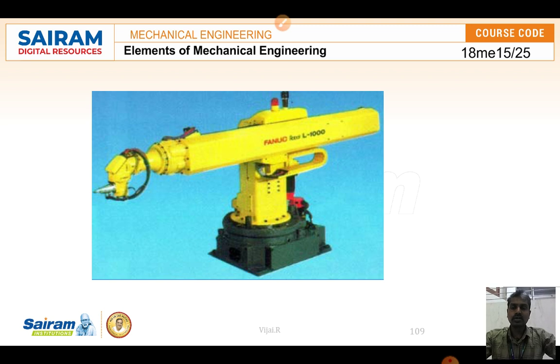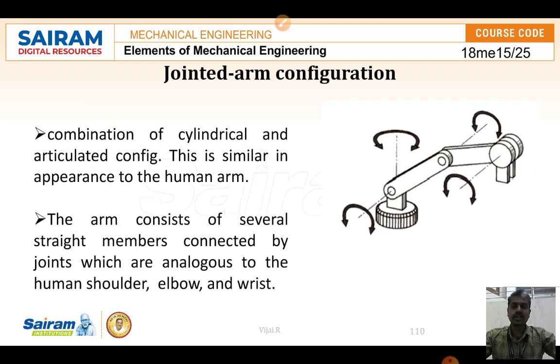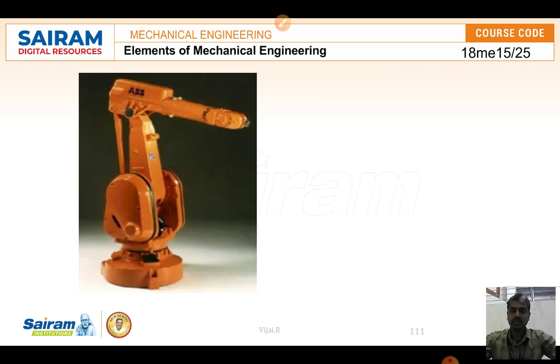Another type is the jointed arm configuration, where the arm, just like a human arm, has different links and joints. In these revolving joints, twisting movements are possible. It works like a human shoulder, arm, elbow and wrist. This configuration we call the jointed arm configuration, and it has twisting and rotational movements and links.